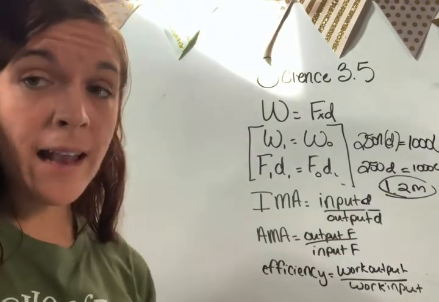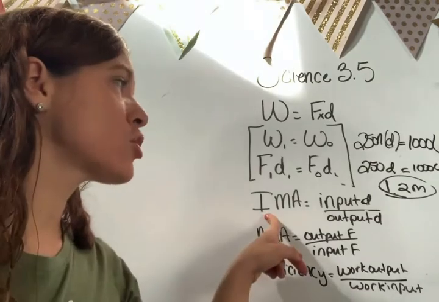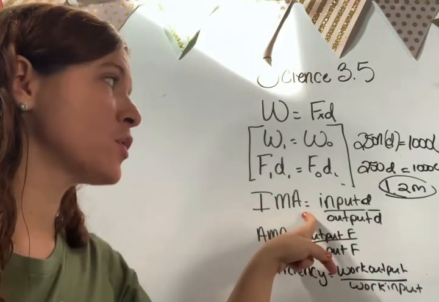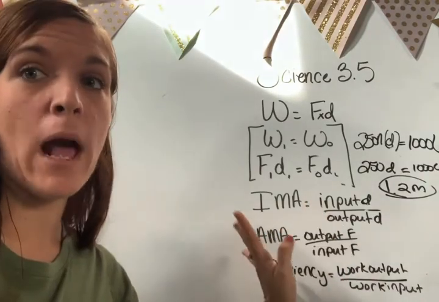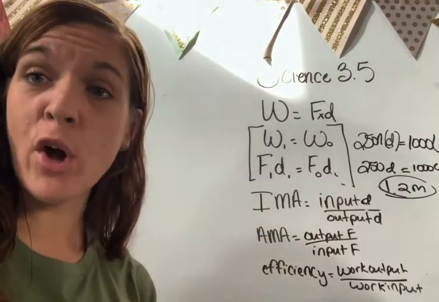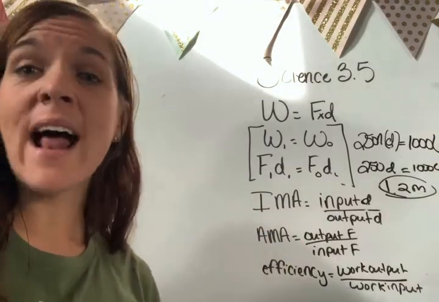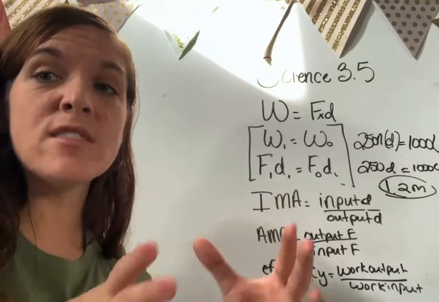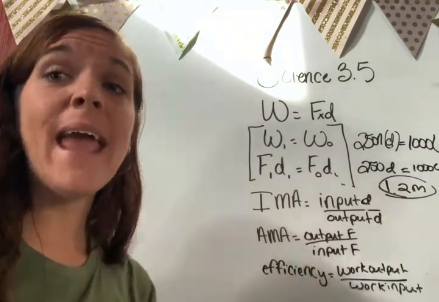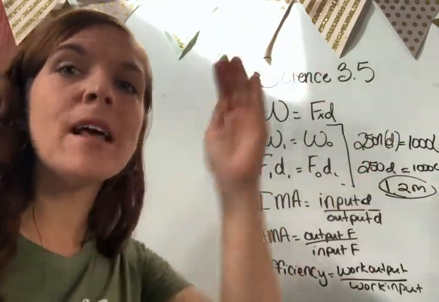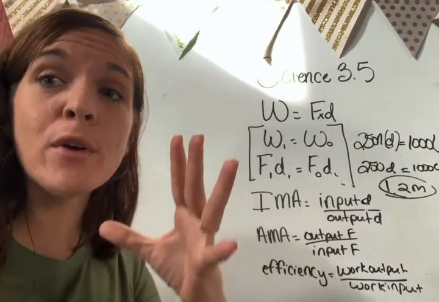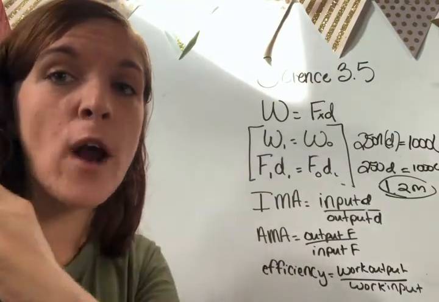Unfortunately, the world is not ideal. So this is your ideal. This is your perfect mechanical advantage. All you have to do is input distance divided by output distance. However, there's something called friction in the world. It's not actually true that the work that you put in is the work that you get out. There's going to be a loss of energy. There's going to be a loss of work because some of your energy is going to be lost from friction.